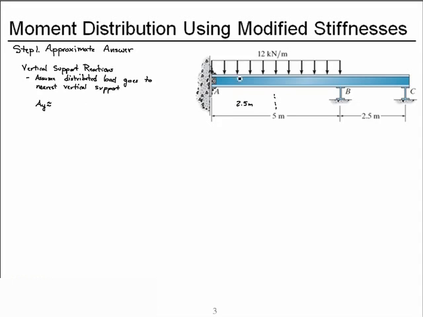2.5 meters worth of distributed load will go to A, 2.5 meters of distributed load will go to B from this direction, and although this is 1.25 meters and 1.25 meters, there's no distributed load here to contribute from that side. So we will expect AY to be approximately the 12 kilonewtons per meter times 2.5 meters, which will be 30 kilonewtons acting up.